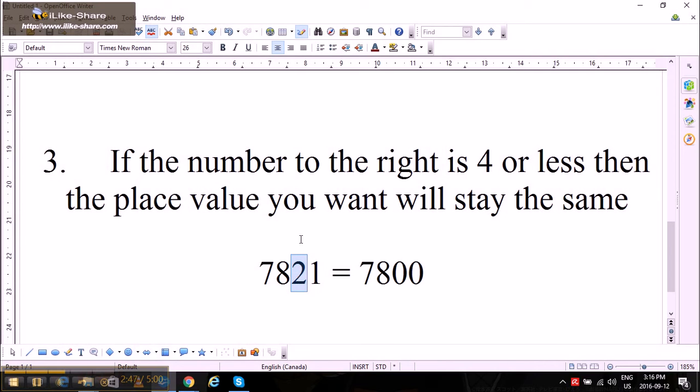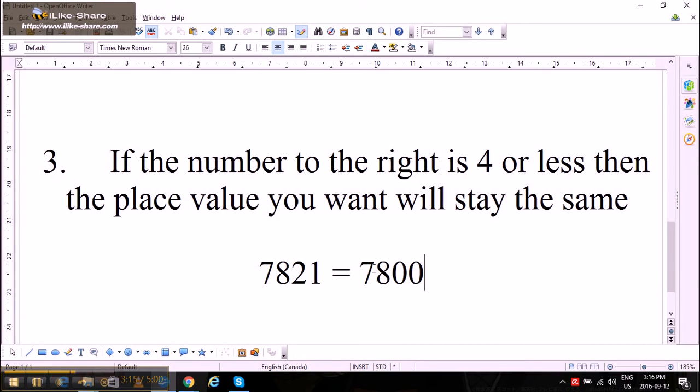If this number is 5 or greater, then this number is going to change. The 8 in the hundreds column is going to change. However, it's less. It's 4, 3, 2, 1, or even 0. Then the number in the place value you want is going to stay the same, and it's written like this. Once again, this is the place value you want to change. After that, all the numbers to the right turn into 0.